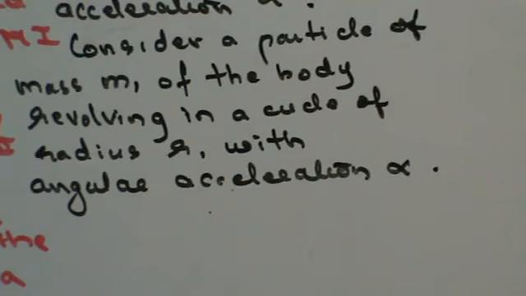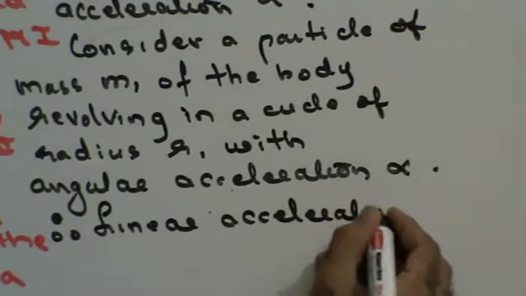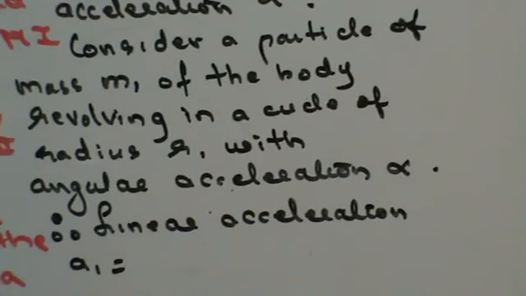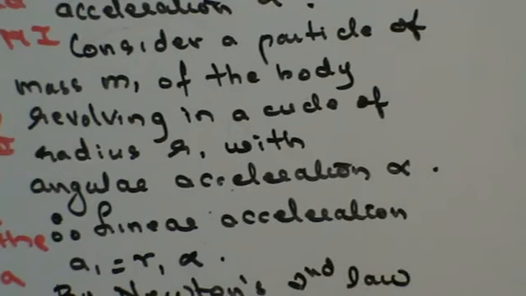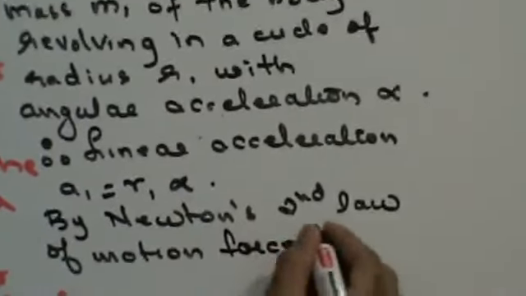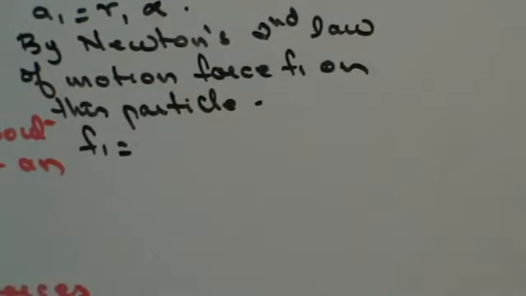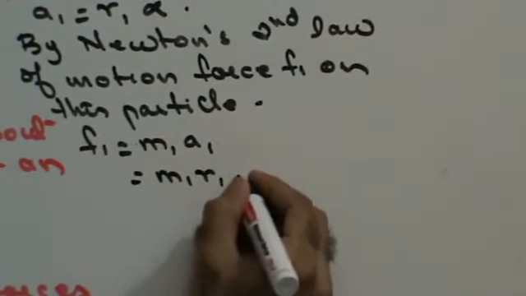Right? So in which case I can say that the linear acceleration A1 will be nothing but R1 into alpha. This is the relationship between linear acceleration and angular acceleration. Now if I apply Newton's second law of motion, the force F1 on this particle is mass into acceleration. The linear acceleration is R1 alpha, therefore F1 will be equal to M1 R1 alpha.